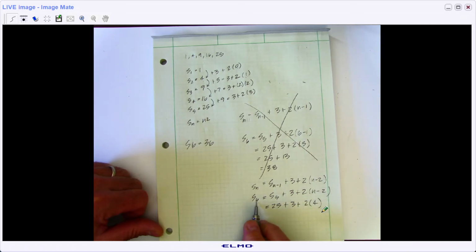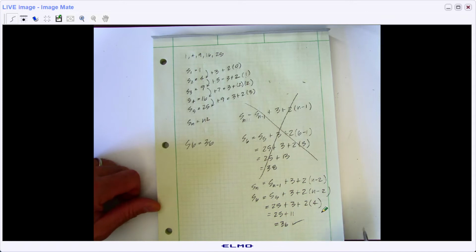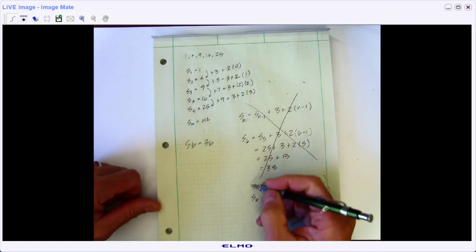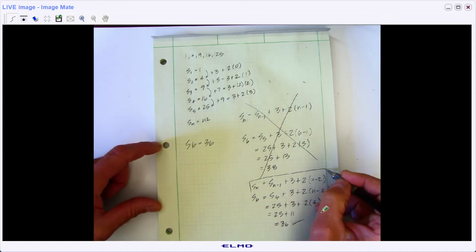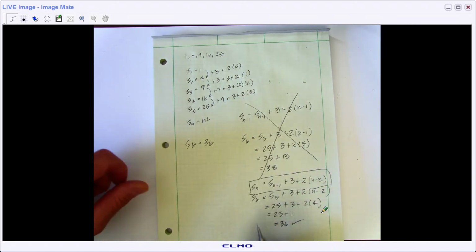Remember that's 6 minus 2, or 4. So we get 8 plus 3 is 11, and I think that works for 36. Now I'm happy. So this would be an acceptable recursive definition for our rule.